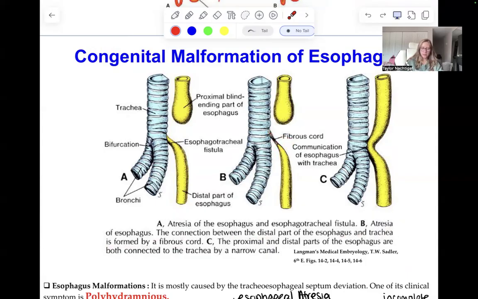So we have a closure. This is just a fibrous cord. In this case, it's open to the trachea, but in this case, it's not open at all. And then in this final picture, we have the proximal and distal part of the esophagus are both connected to the trachea by a narrow canal. So there's a hole right here. So if you're consuming fluid down the esophagus, some of it is going to go into the lungs when it should just keep passing down through the esophagus to the stomach.